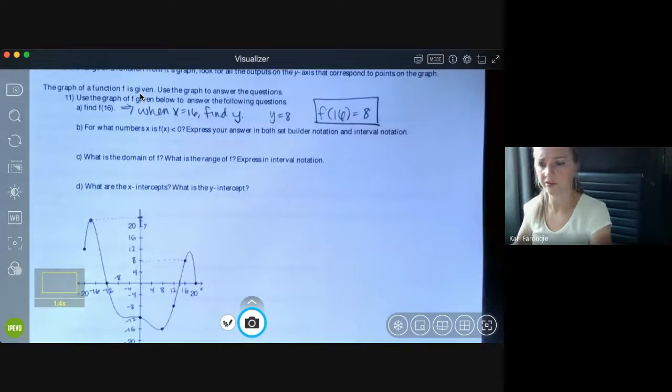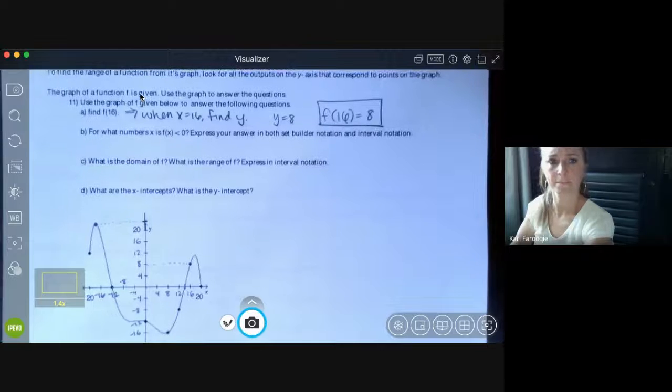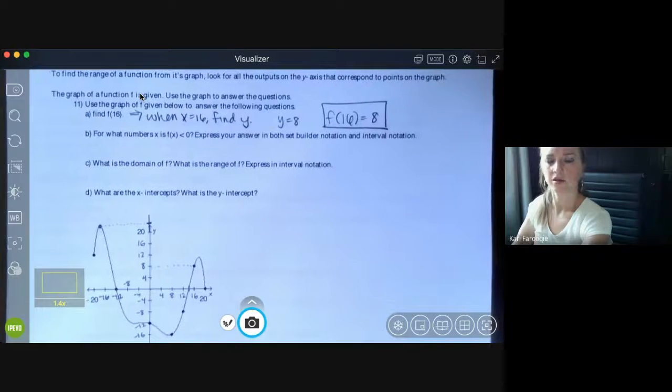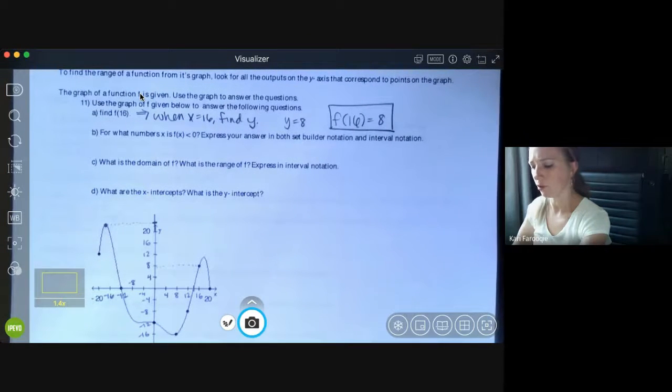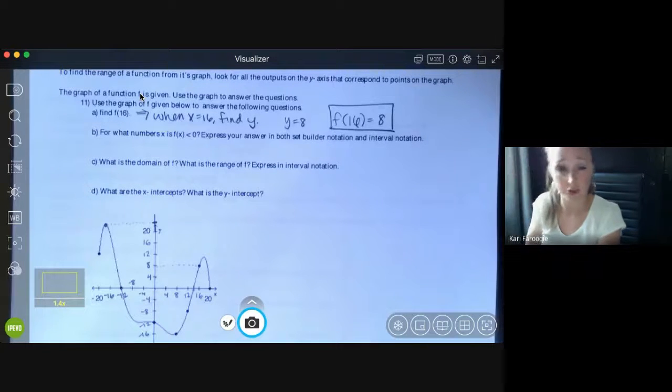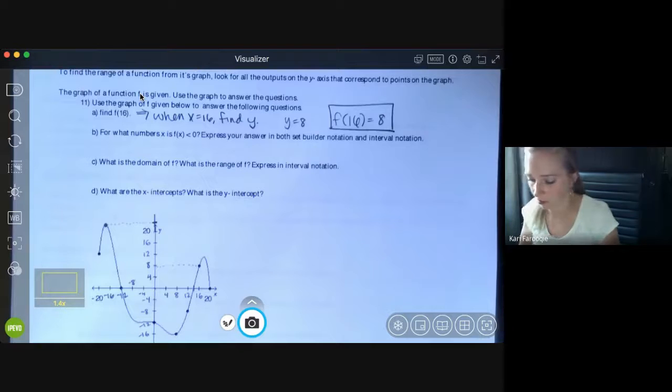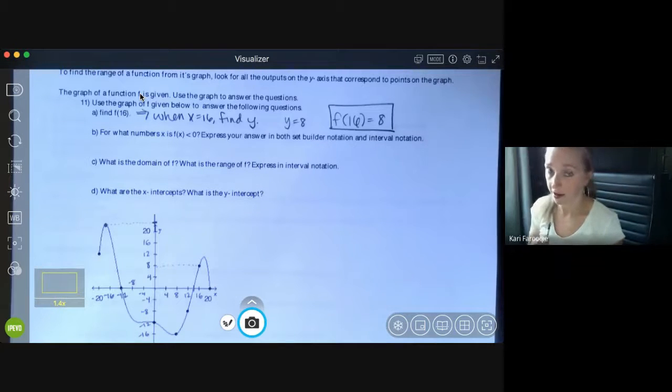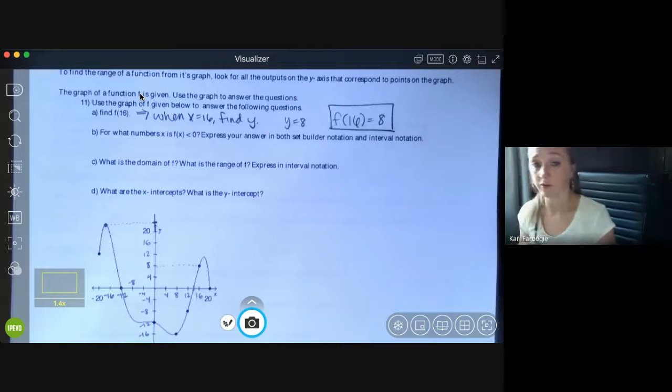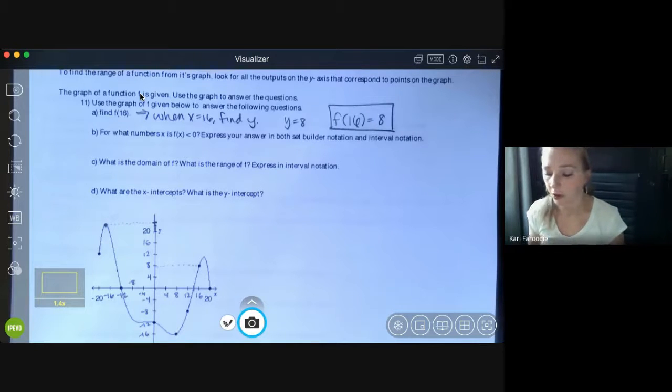All right, questions so far? Okay. Some of you probably have more experience than others with reading this function notation and looking at these graphs. And for some of you, it might have been a while. So bear with me. All right, now B is for what numbers x is f of x less than 0?